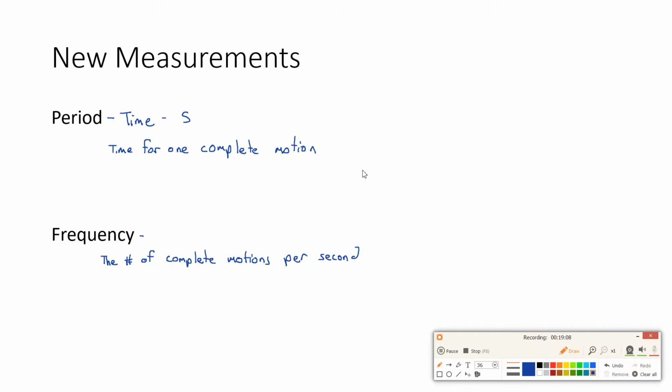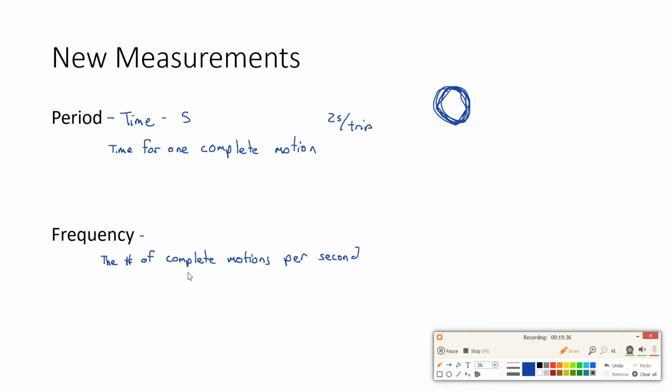So period is the time for one complete motion. So we could say, if we have something going in uniform circular motion, like the person riding on the rotor, it takes 2 seconds per trip. That would be their period, right? The person was going around and around, and it takes 2 seconds to get from here all the way back around to there, right? That would be their period, the time it takes.